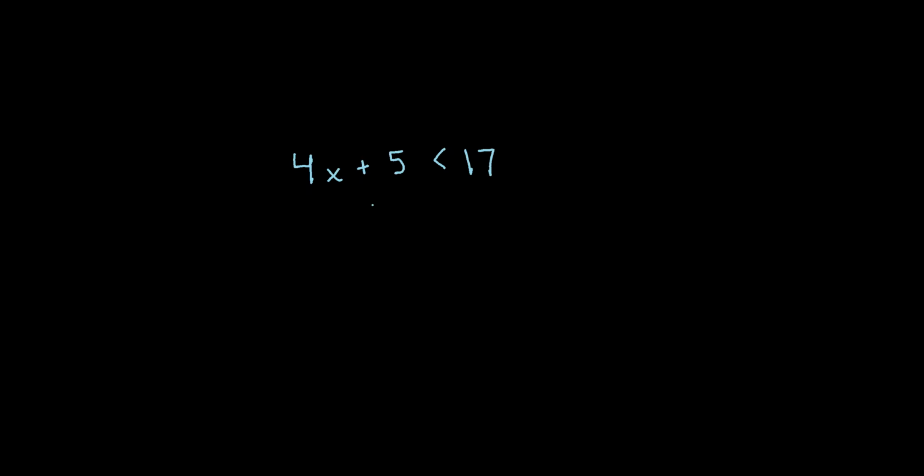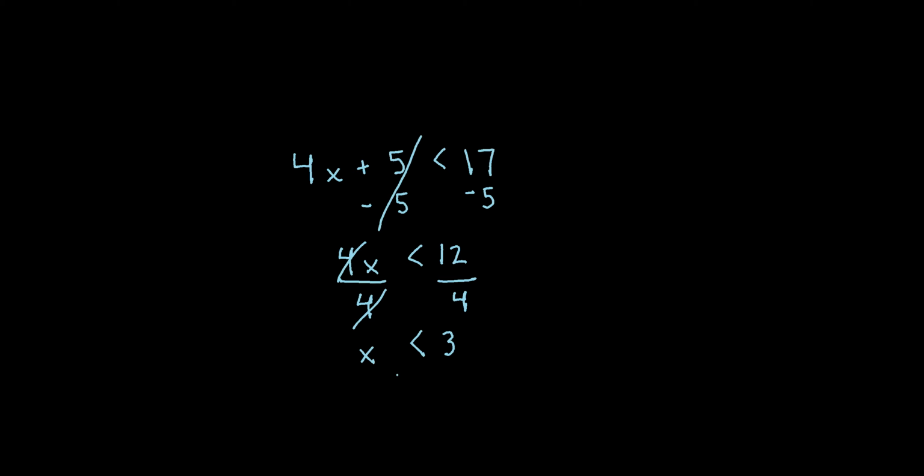To do that, on the left-hand side, we need to subtract a 5. So we'll subtract a 5 from this side as well. That leaves us with 4x is less than 17 minus 5, that's 12. Now to solve for x, we need to divide by 4. And we're left with x is less than, we'll divide this side by 4, 12 divided by 4 is 3. So x is less than 3.